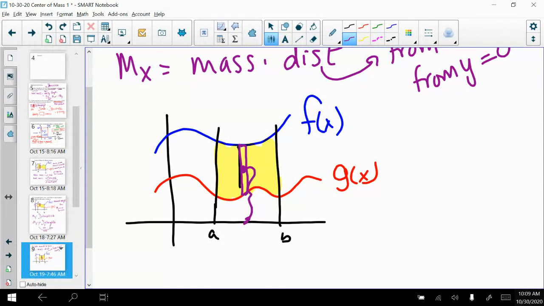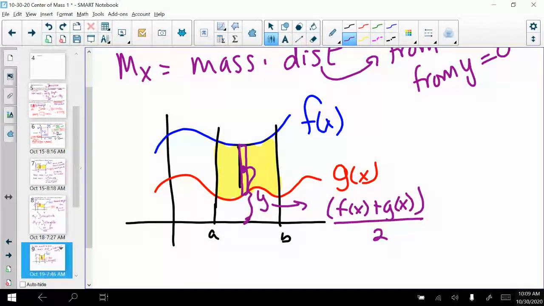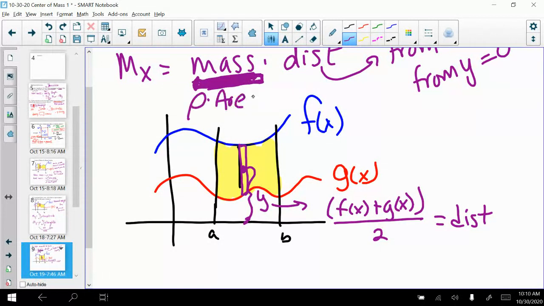The middle of that rectangle is the value that's right in the middle of the value of f of x and g of x. So if I need a number that's right in between two other numbers, I need to average it. So the middle of that rectangle is the average. So that is f of x plus g of x over 2. The rest of this is the same because the rest of it was our mass, and our mass is not changing. So the mass, we're still going to use that area times rho.